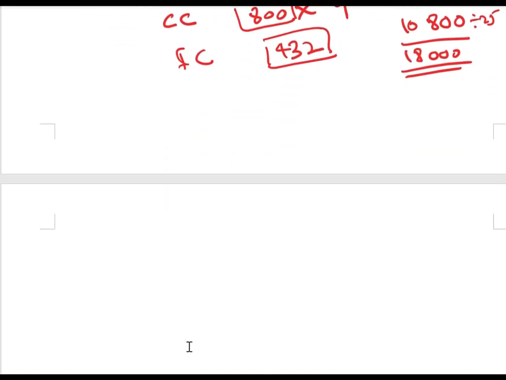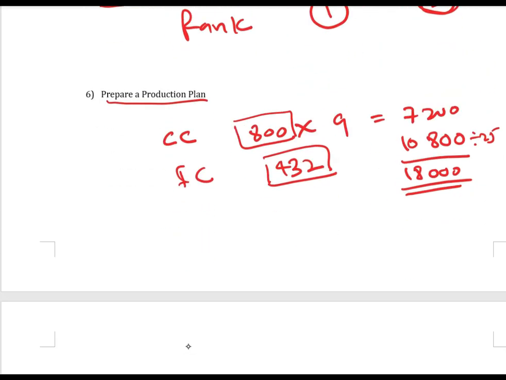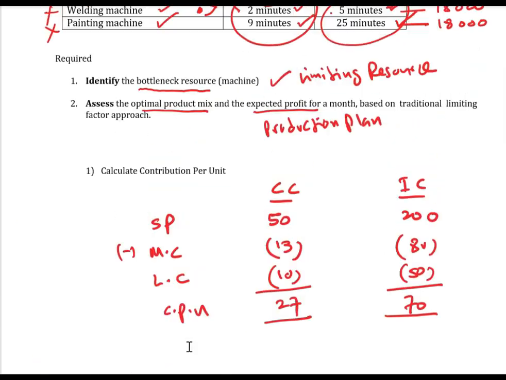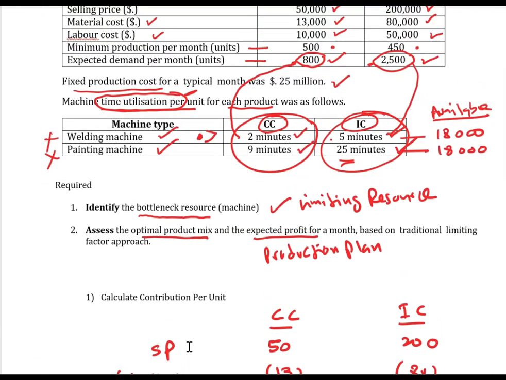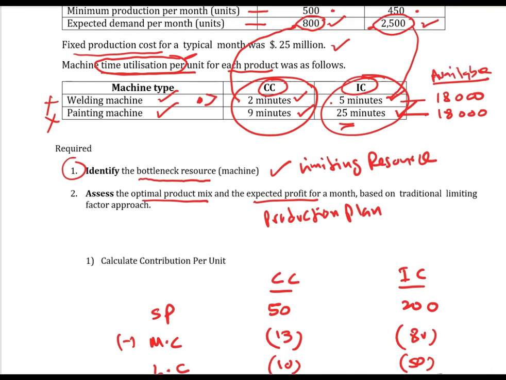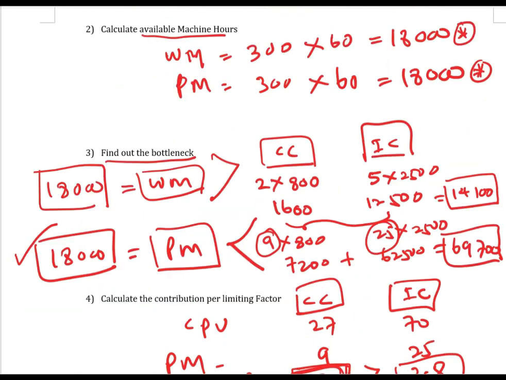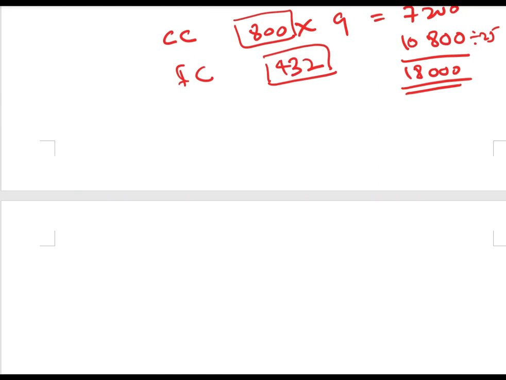Now based on this we can calculate the expected profit. The first question, the bottleneck resource, we have already answered. The second part was to identify the optimal product mix, and that we also calculated now. So what will be the expected profit?